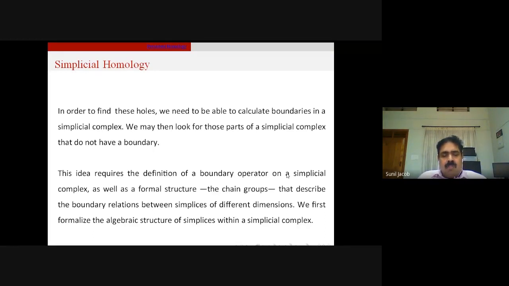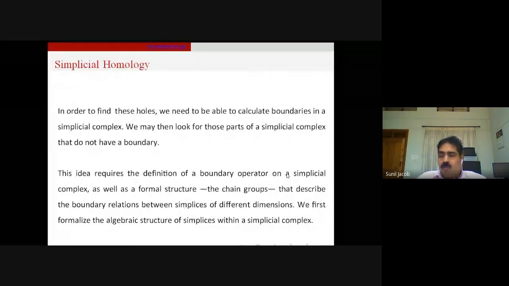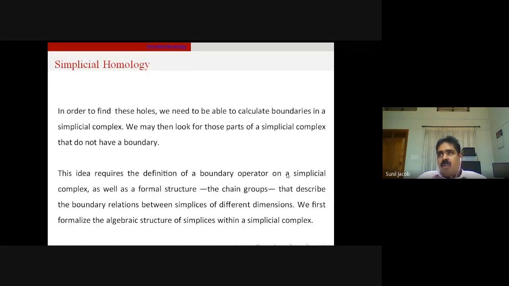Therefore, what we will do is find the boundaries. What I told you is that we are doing it via connectivity. Via connectivity means we will identify the number of holes, and holes are those portions in the space without any boundary. Therefore, first of all, we need to calculate the boundaries of a simplicial complex. Then we look for those parts of a simplicial complex that do not have a boundary. That will be a hole. This idea requires the definition of a boundary operator for a simplicial complex as well as a formal structure. If I have a simplicial complex and apply that operator on it, I get a boundary.